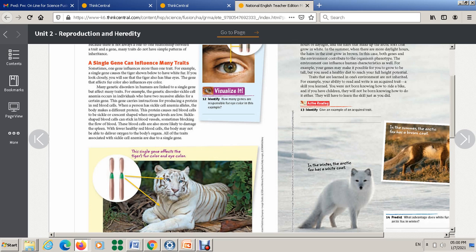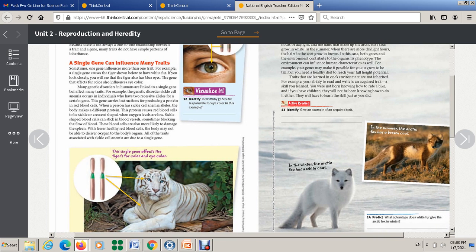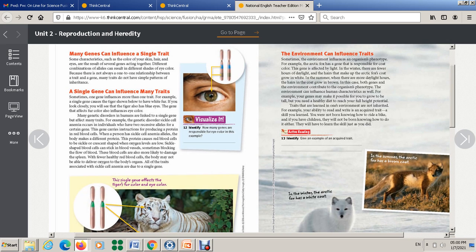In the winter the Arctic fox has a white coat, so his fur is white. Okay, but during the summer, the same fox I'm talking about, the Arctic fox has a brown coat. So the phenotype here is different depending on the light, because the light will affect this trait. Okay, so here sometimes the environment influences an organism's phenotype.